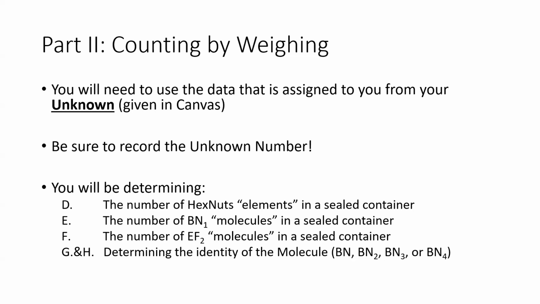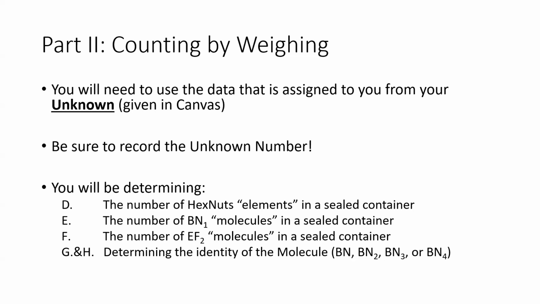In order to get the data for part 2, you will need to use the data that is assigned to you from your unknown, and that's going to be given in Canvas and will be different for different students. So be sure to record your unknown number in your data sheet. If you don't record that, we won't be able to note if any of your data is accurate, and so you're going to lose a lot of points.